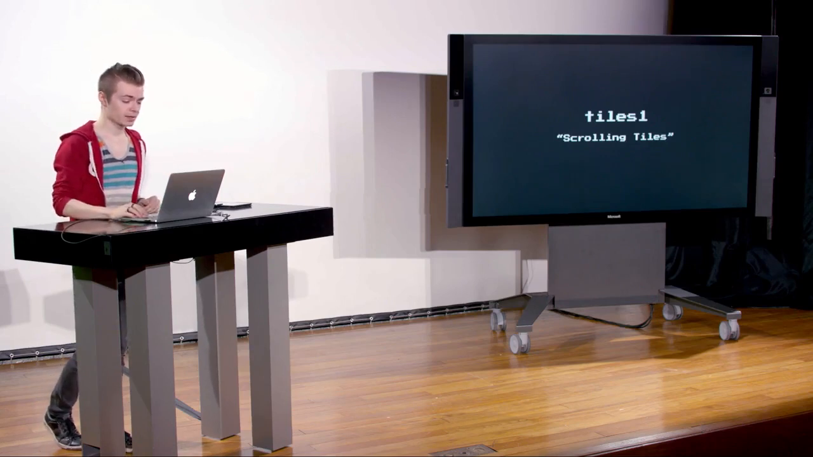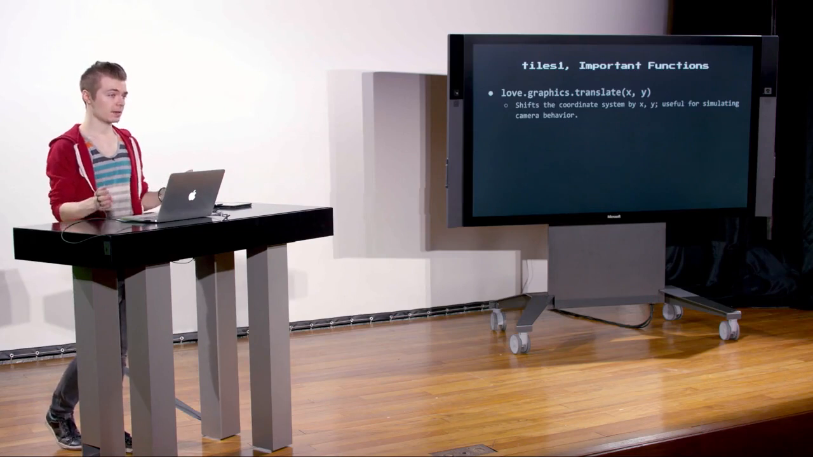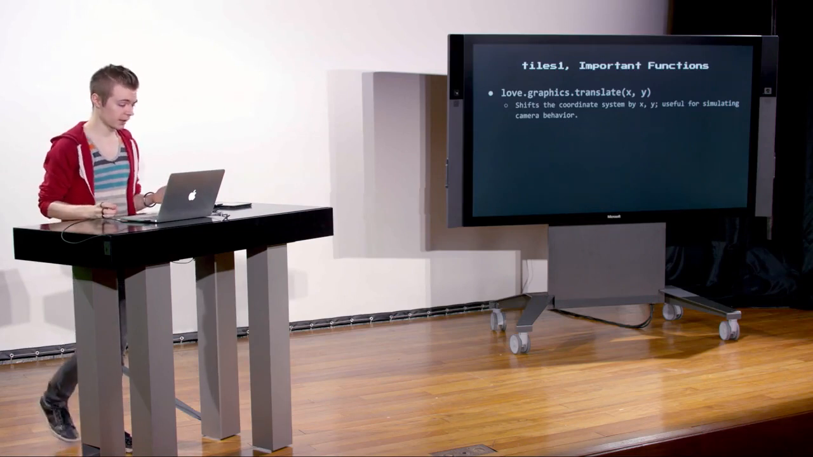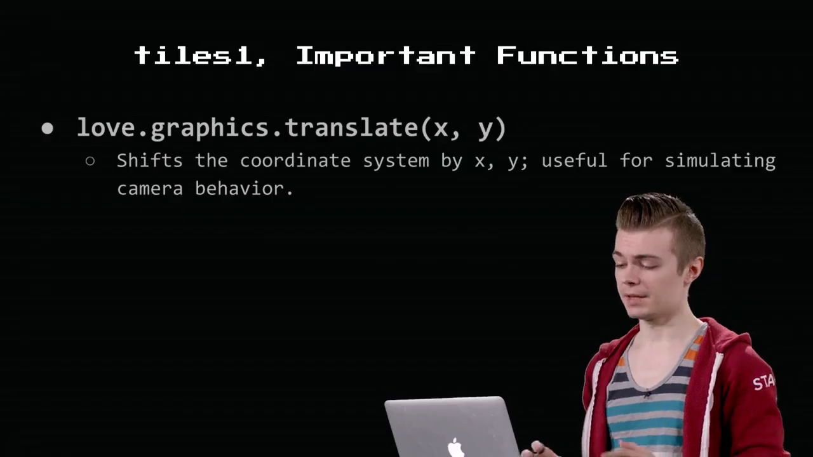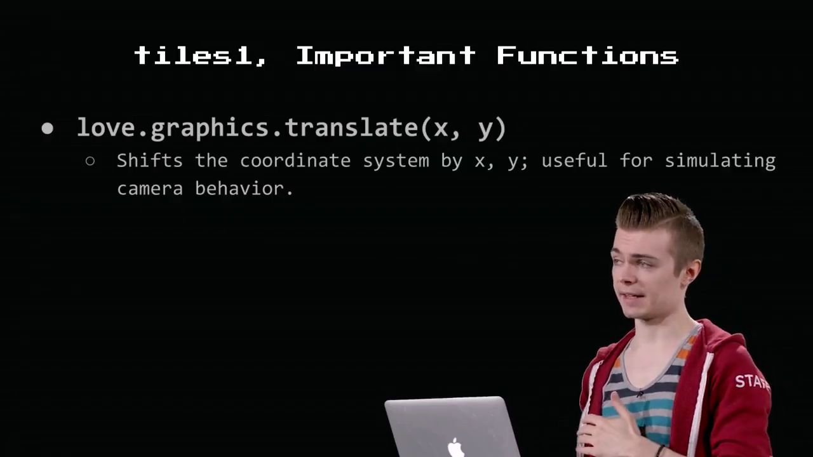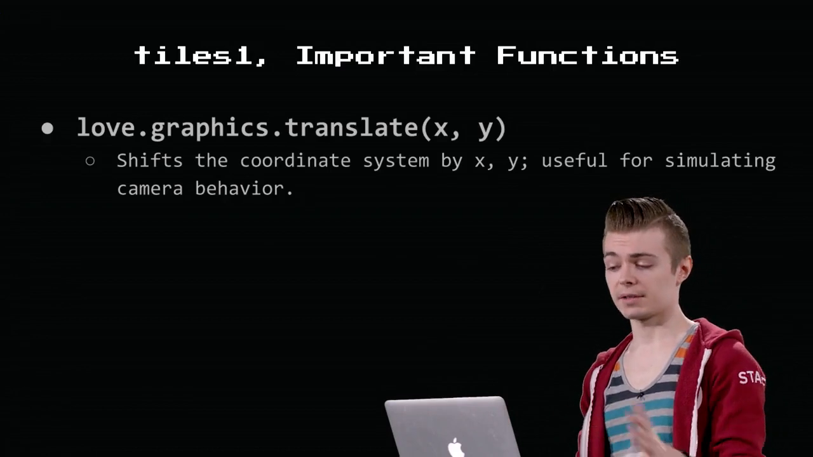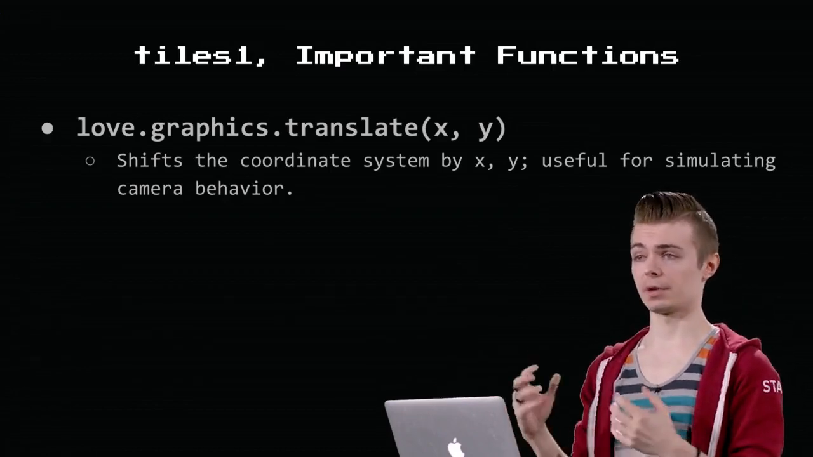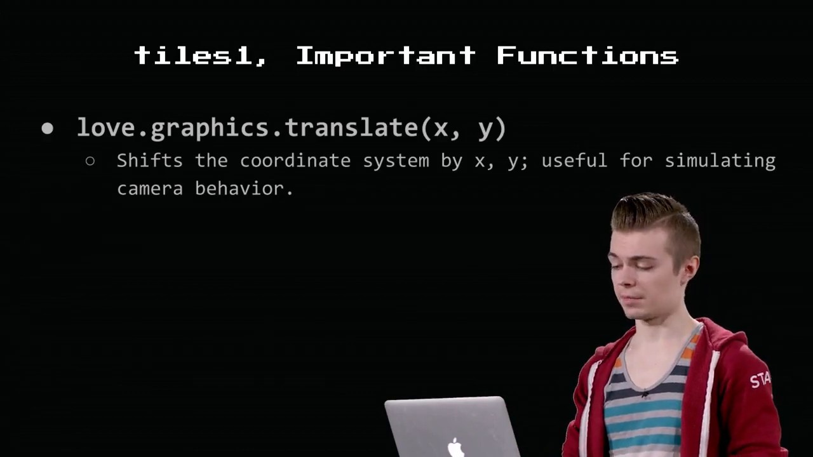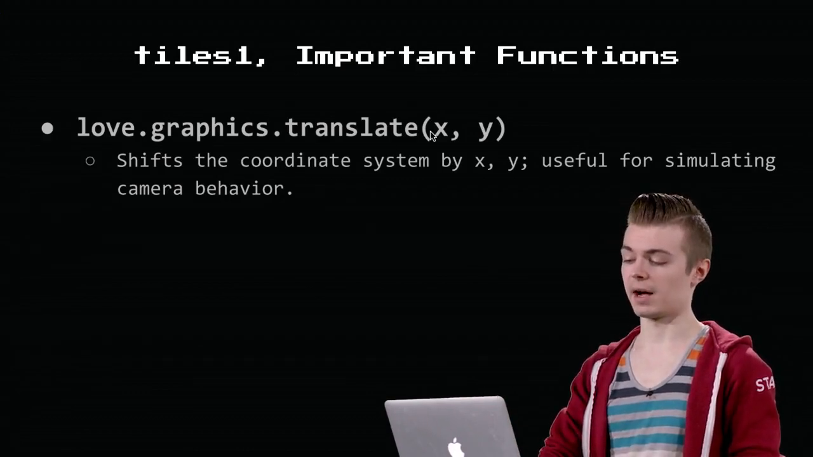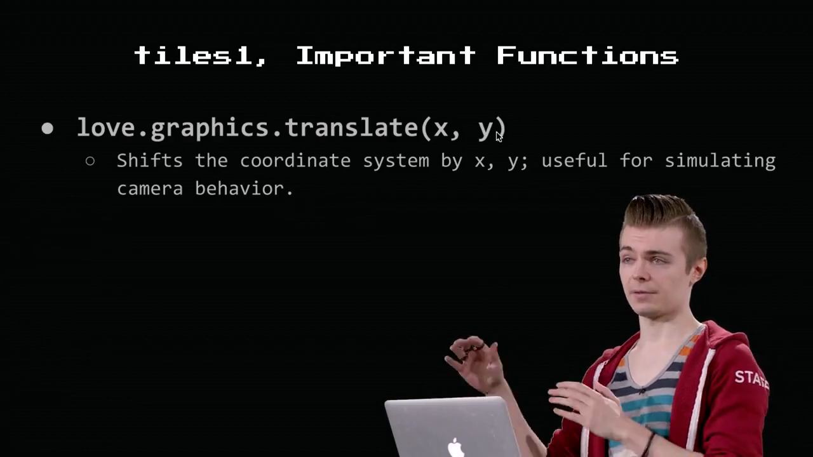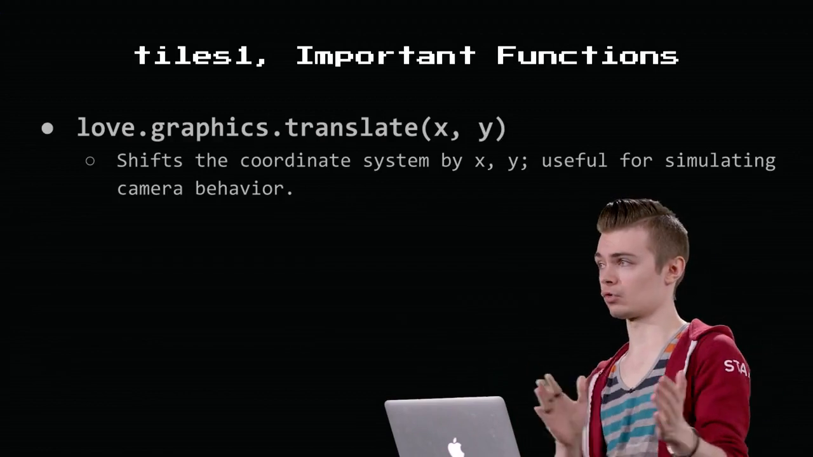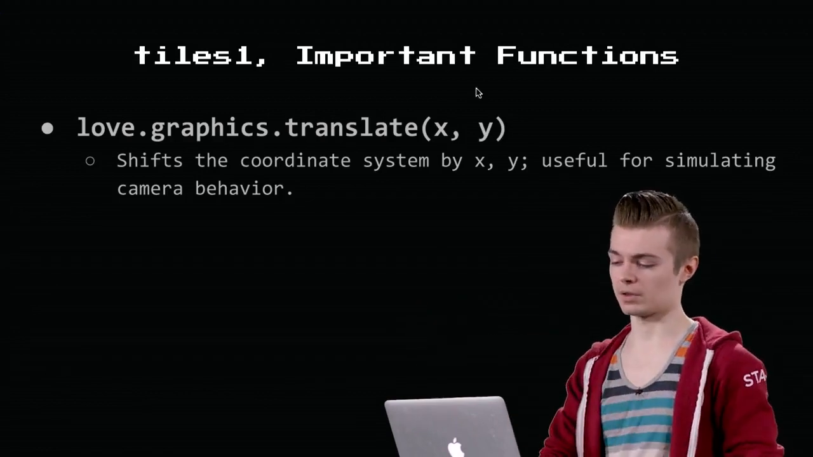So I'm going to show you guys an example of how we can get scrolling implemented in our game. And to do that, the new function that we're really going to be looking at is love.graphics.translate x, y. What that does is effectively translate Love2D's coordinate system so that whenever we draw something, it gets automatically shifted by x, y. And so that has the effect of everything being drawn skewed based on the x, y that we pass it.